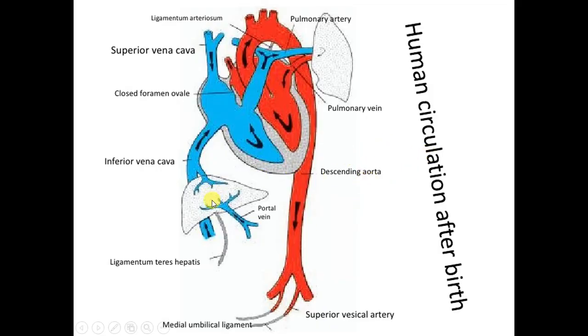So here we see that the shunting of blood is obliterated. Now there is the portal vein, with the portal vein then entering into the inferior vena cava and then entering into the right atrium. The foramen ovale is closed, and the ductus arteriosus is also closed and remains as the ligamentum arteriosum, and there is no mixing of the blood now after birth.